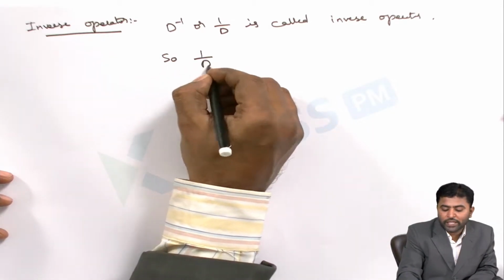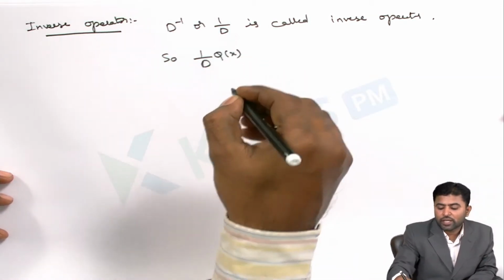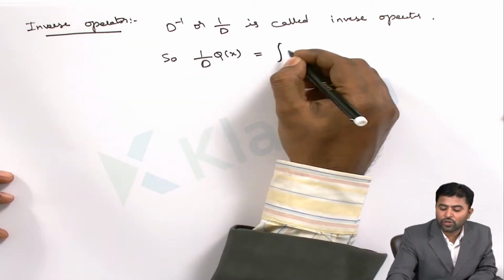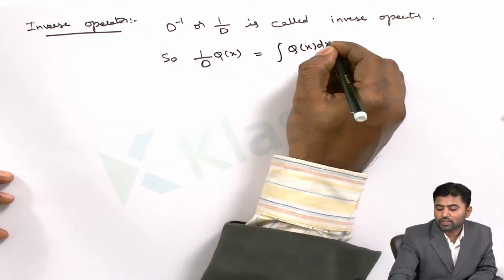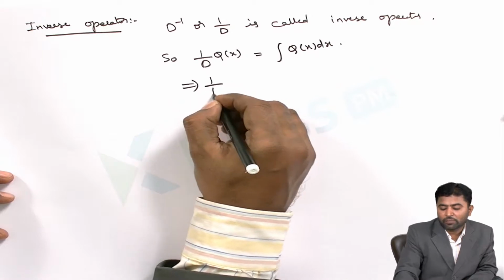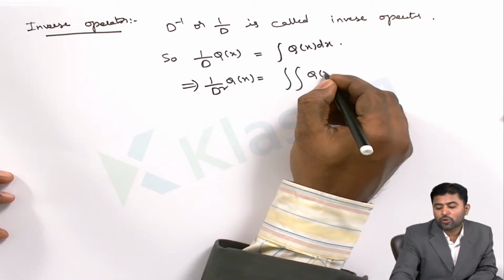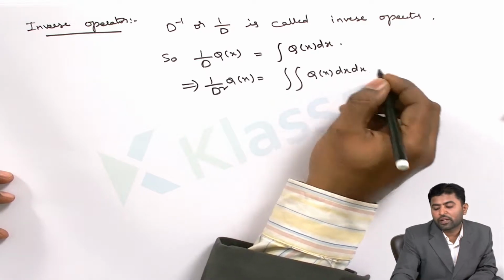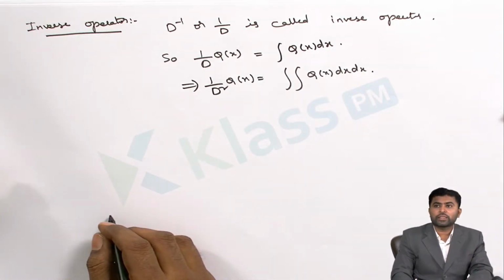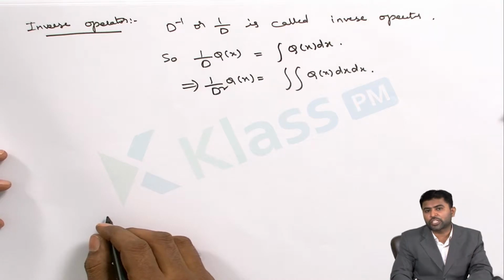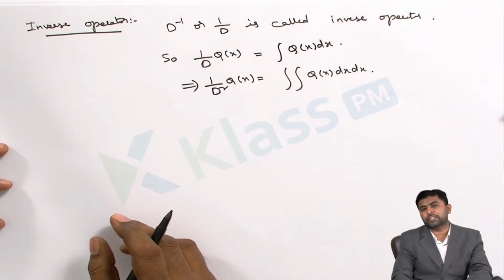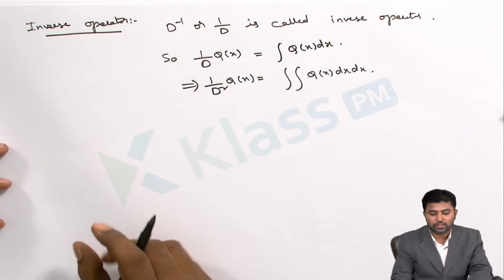So 1 by D Q of x is the integration of Q of x dx. If I write 1 by D square Q of x, then that is nothing but the double integral of Q of x dx dx. There D was representing differentiation with respect to x. Here 1 by D represents integration with respect to x.